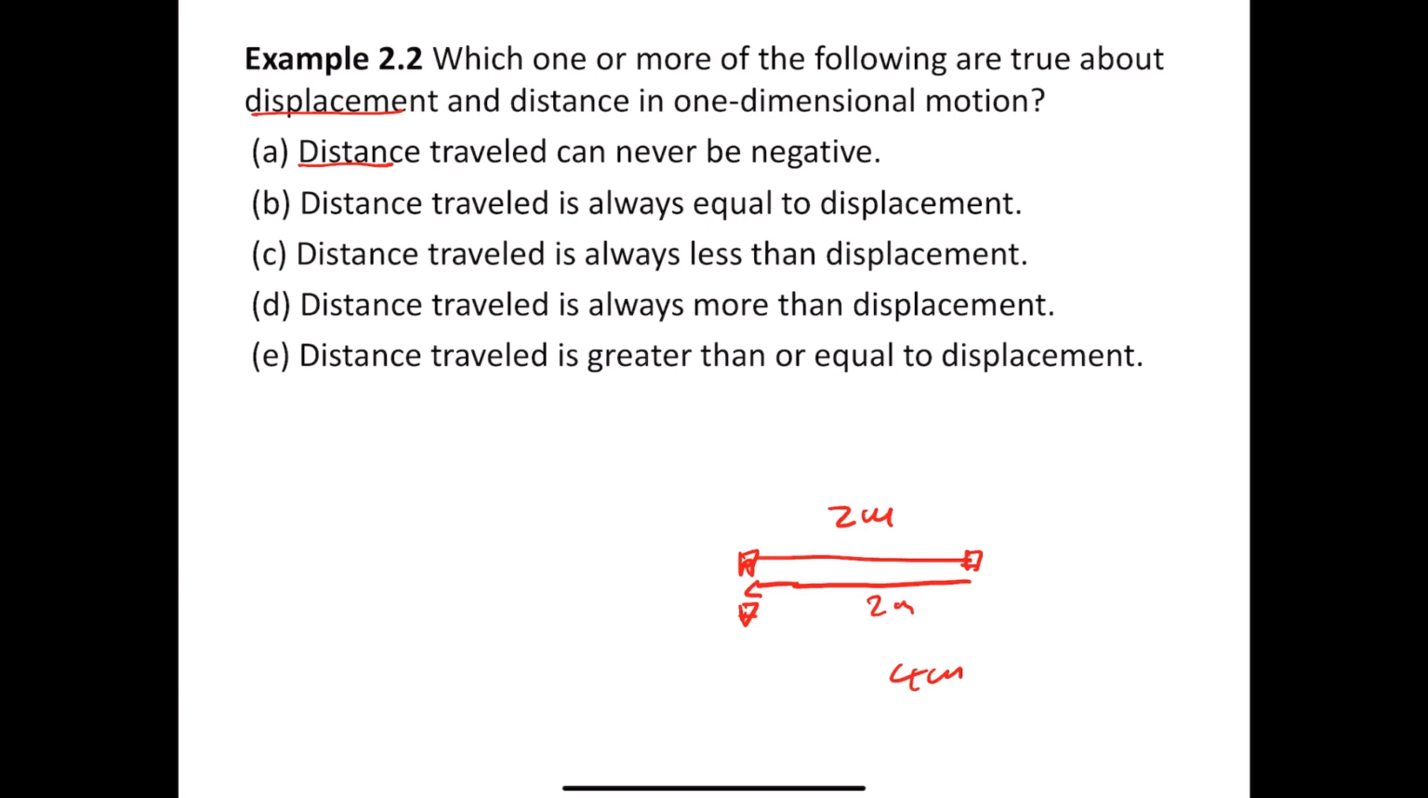So distance traveled can never be negative. Can you have a negative distance? No. So this is true. Distance traveled is always equal to displacement. False. Distance traveled is always less.